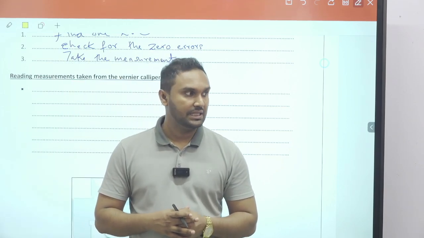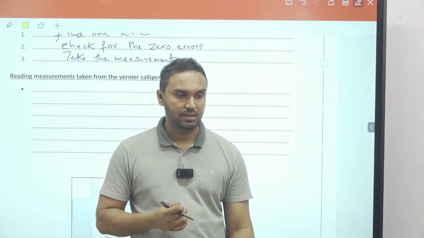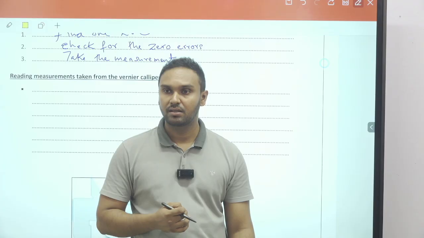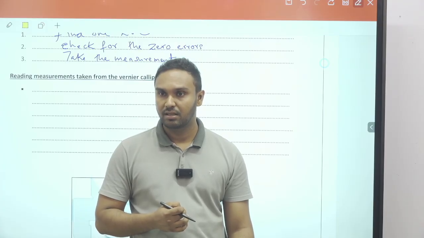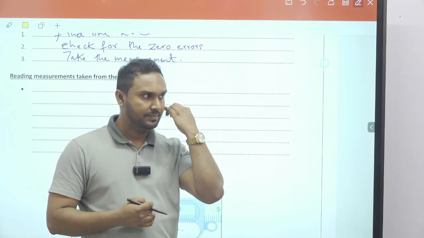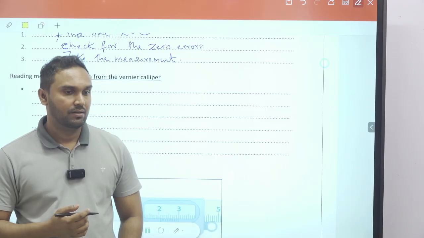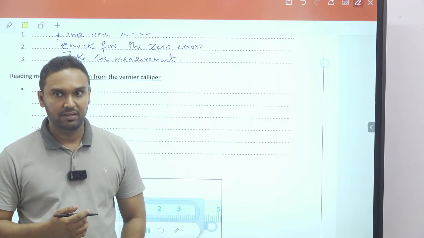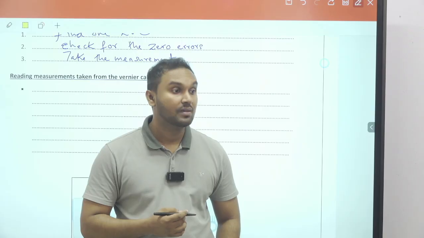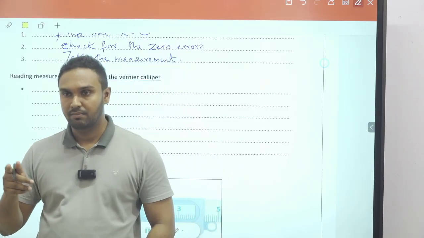And take the vernier reading. Within brackets: the number of vernier scale lines aligned with the main scale. Number of vernier scale lines aligned with the main scale, right?